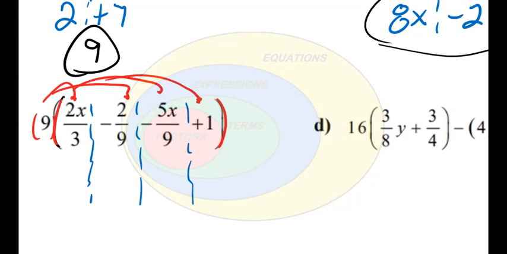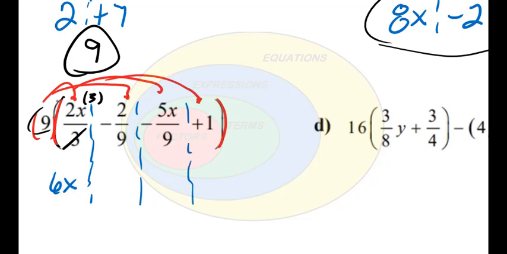So 9 times 2x over 3. The 3 will cancel with the 9, and it's going to leave a factor of 3 in the numerator. I'm just going to put the 3 up here to keep track of it and know that this term value then is 6x. So let's go to the next one.